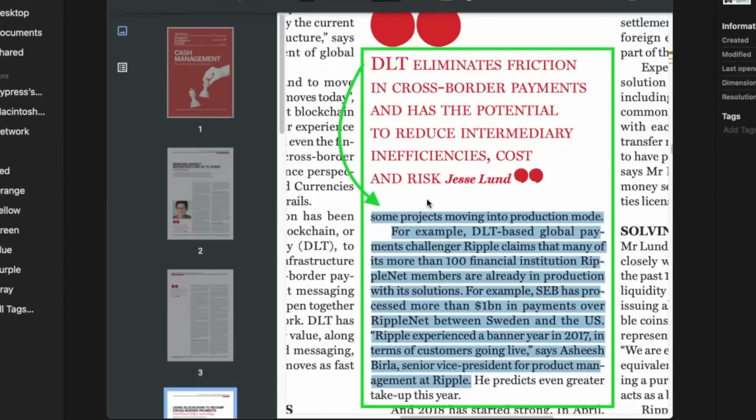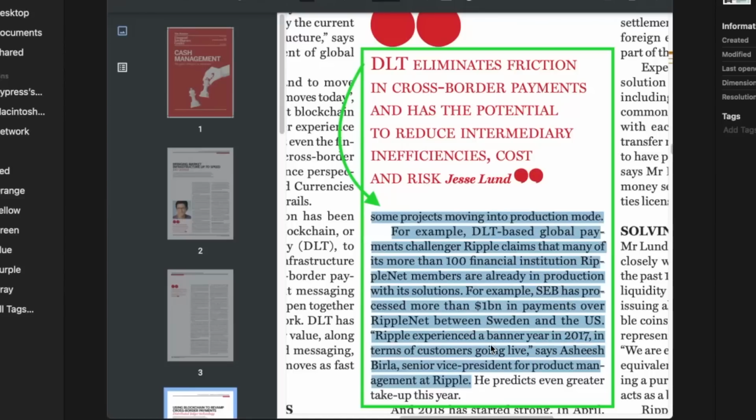They do not directly mention a partnership, but in a PDF on the Deutsche Bank website, it directly mentions RippleNet. It says, for example, distributed ledger-based global payment message challenger Ripple claims that many of its more than 100 financial institution RippleNet members are already in production with its solutions. For example, SEB has processed more than 1 billion in payments over RippleNet between Sweden and the US.